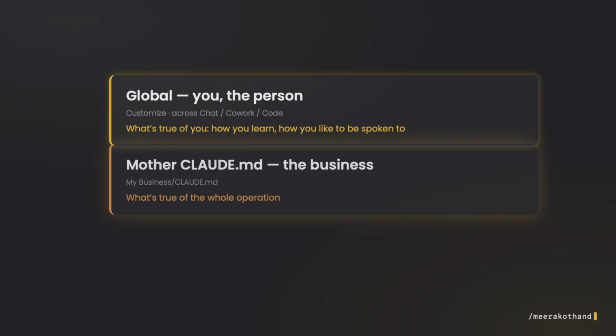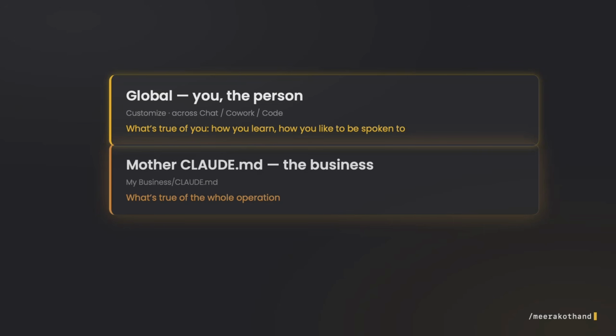Now, let's talk about how these things relate to each other and how they are different. Your global instructions are what is true of you as a person. They stretch across chat, Cowork, Claude. This is your personality, how you learn, how you like to be spoken to. It's true no matter what you're working on.